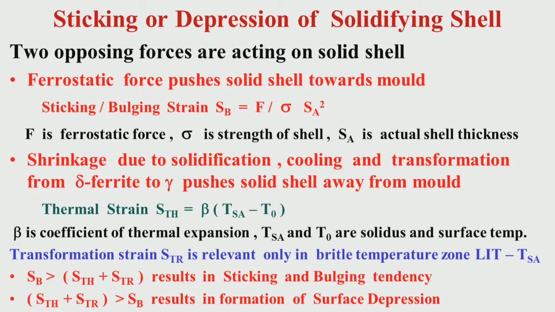Now, I have also mentioned that depending on the chemistry of the steel grade, two opposing forces are acting on the solid shell. Two opposing forces are always acting, and it depends on their amplitude, which is again a consequence of the real chemistry of the steel. How is the chemistry affecting this?